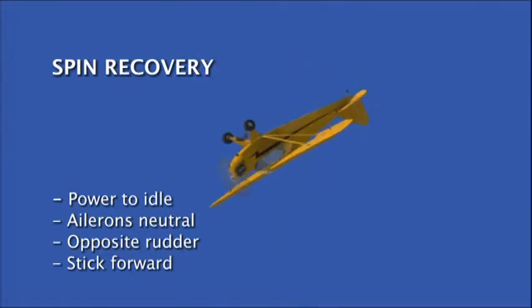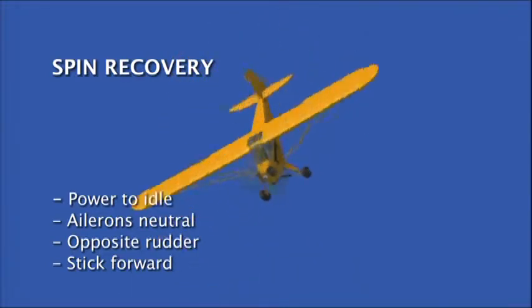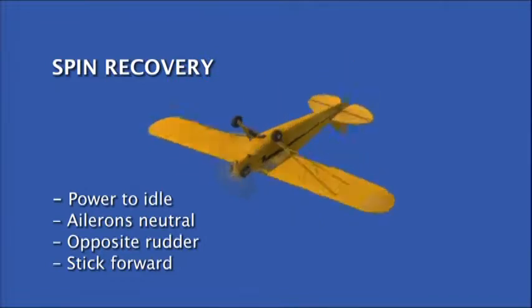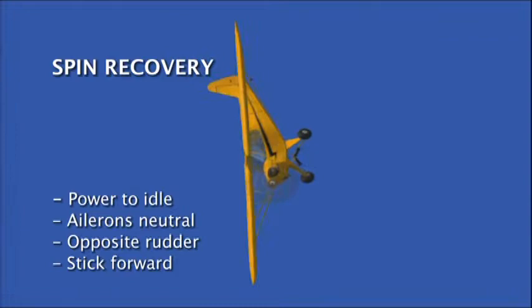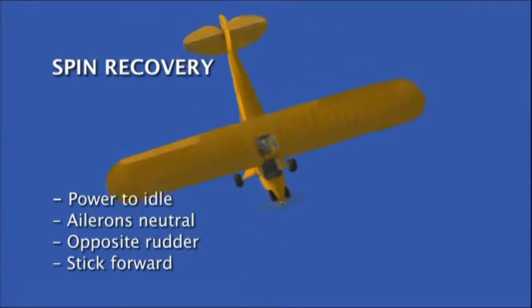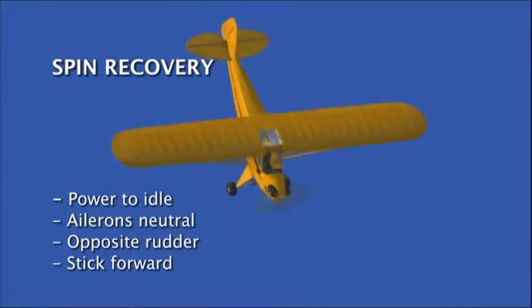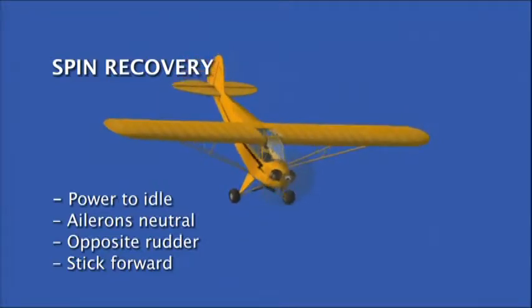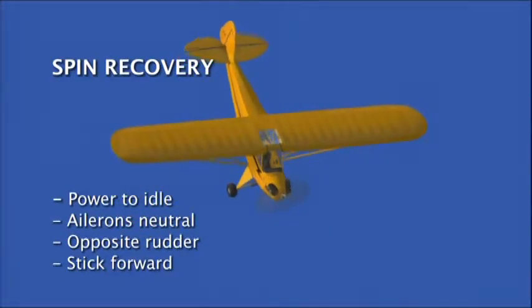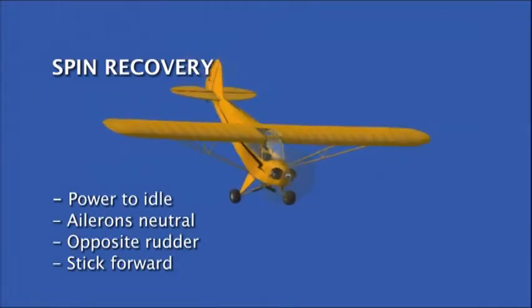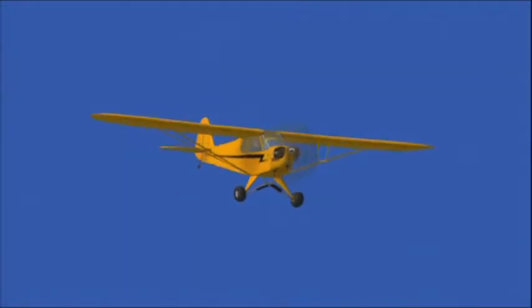Ailerons neutral. You don't want to be sort of fighting the airplane or trying to get out of what you think is a roll by applying opposite ailerons. So just neutralize the ailerons. Then apply full rudder against the direction of rotation. So if you're rotating to the left, spinning to the left, you push that right rudder all the way to the floor and hold it there until the rotation starts to slow down. And then as the rotation slows down and stops, then stick forward to break the stall and get the wing flying again.